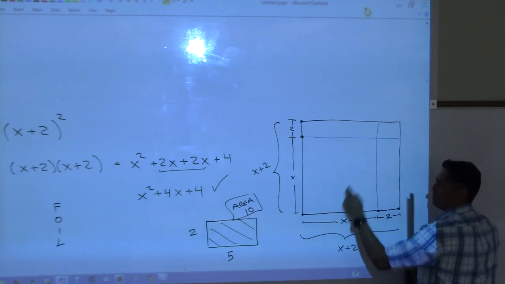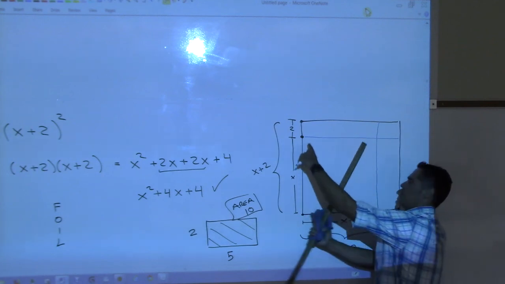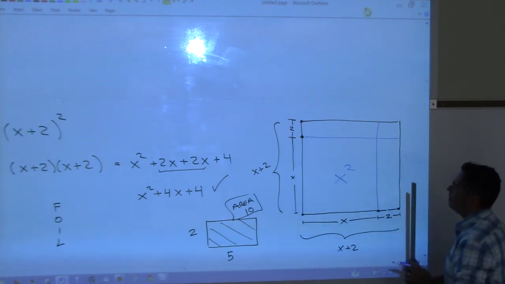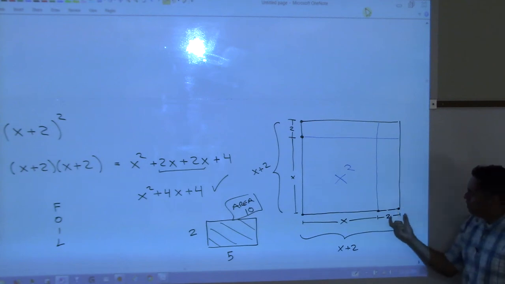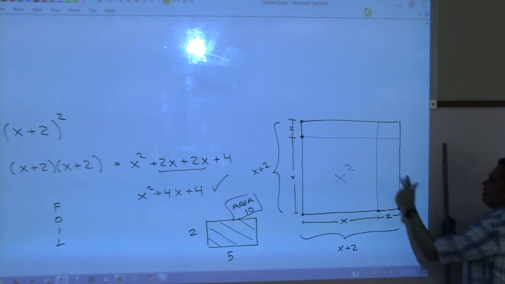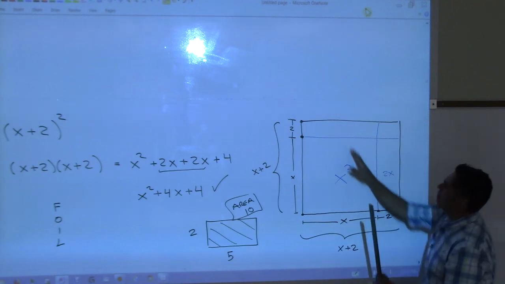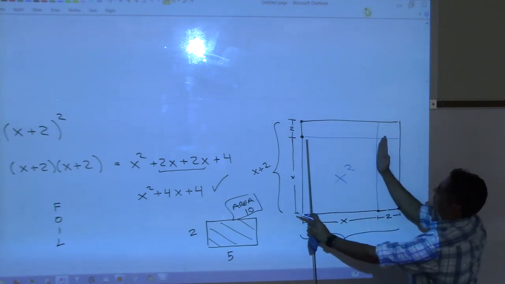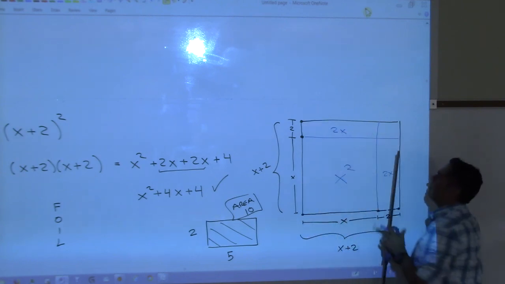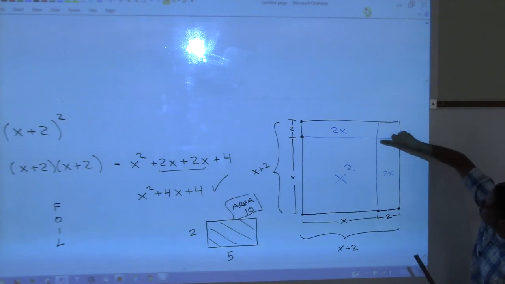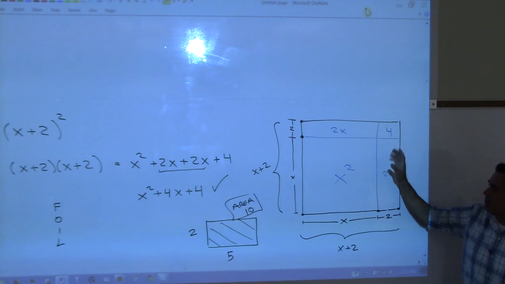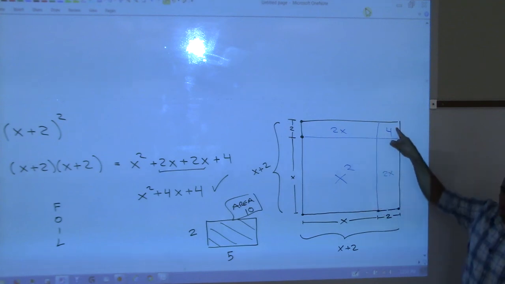So what is the area of this piece right here? Just this one. It's x times x, right? So that right there is x squared. Okay. What's the area of this one? So how wide is it? 2. How tall is it? X. So this is 2x. And then what about this one right here? X times 2, so that's 2x. And finally, what's the area of this? 2 times 2, and that's 4.